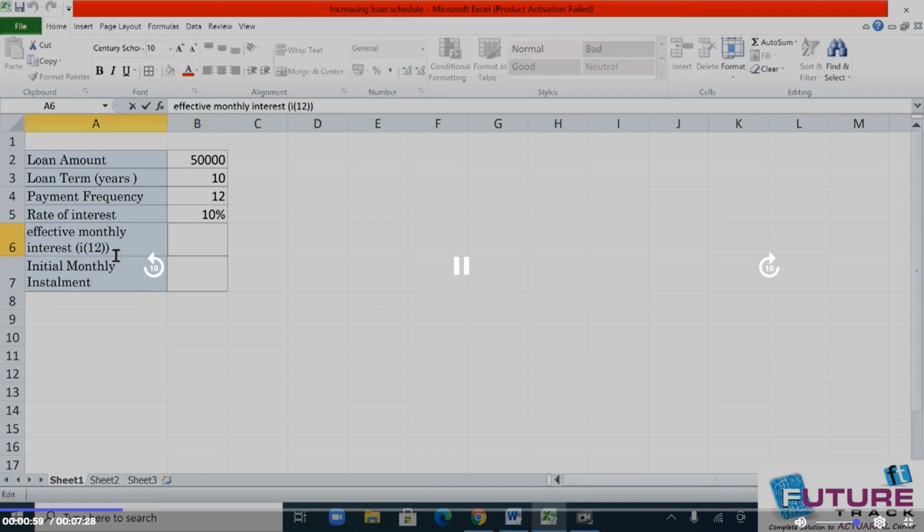So this is effective, so let me write this as i(12). The formula will be (1 plus i) raised to power 1 by 12 minus 1, right? So we get the effective monthly rate of interest. Now we have to find the increasing monthly installment. To solve that, we'll take the help of the goal seek command.